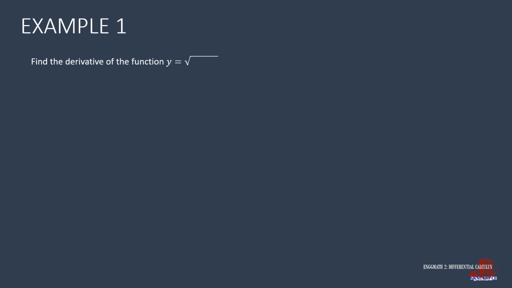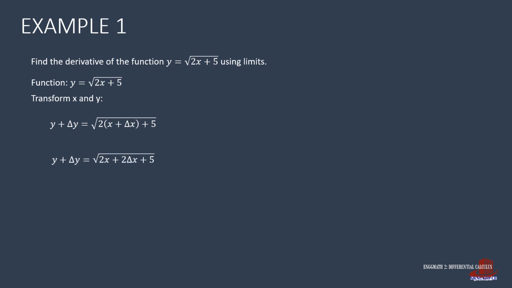Let's find the derivative of the function y is equal to the root of 2x plus 5. Start by transforming x and y with the deltas, and take out the parentheses inside the radical sign and have y plus delta y is equal to the root of 2x plus 2 delta x plus 5.